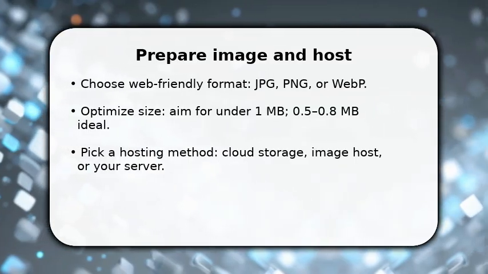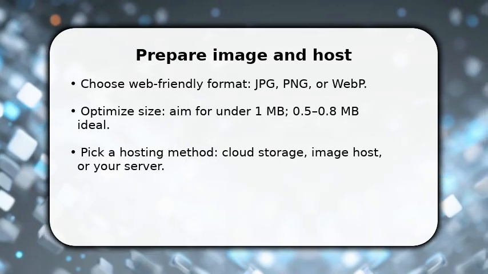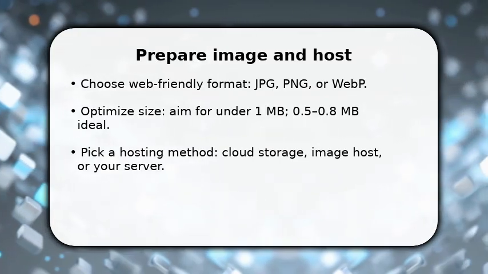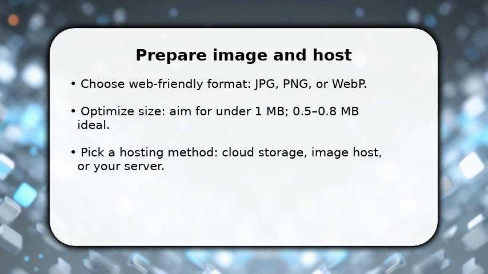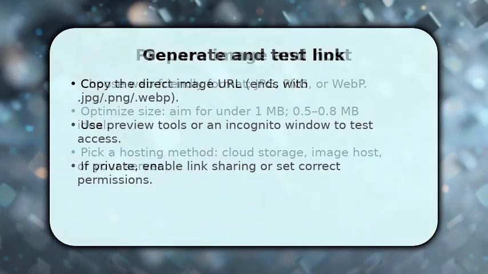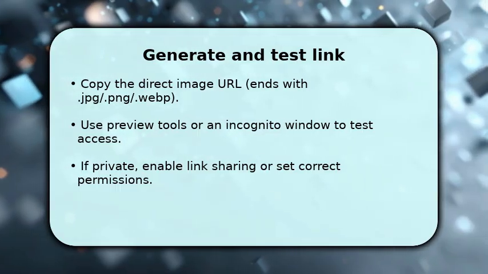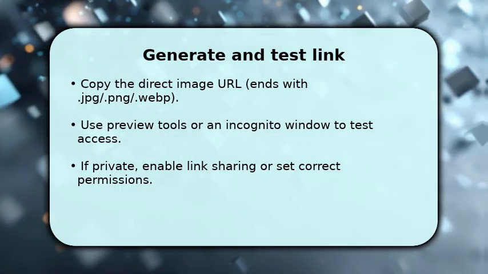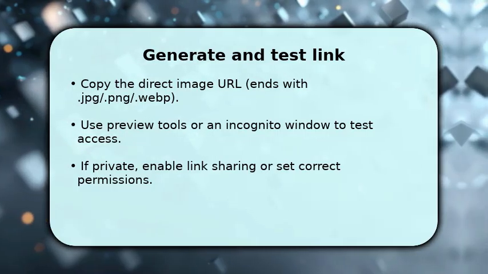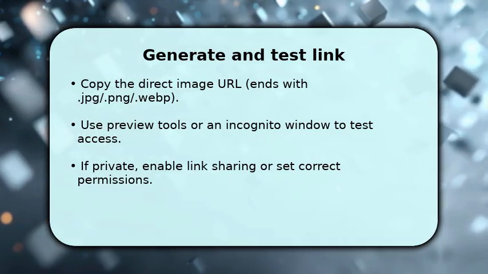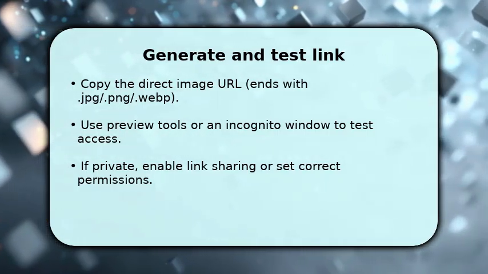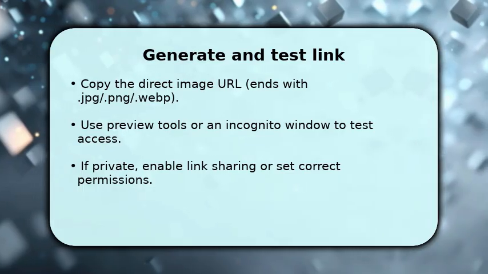Once uploaded, find the direct file URL, not a page URL, because you need the raw image address to embed or share successfully. Now generate and verify the link so recipients see the image immediately. Copy the direct URL. It should end in a file extension like JPG or PNG, then paste it into a browser or use an incognito window to confirm public access.